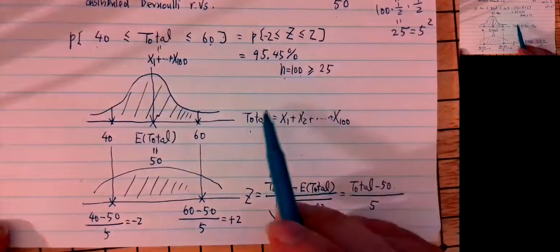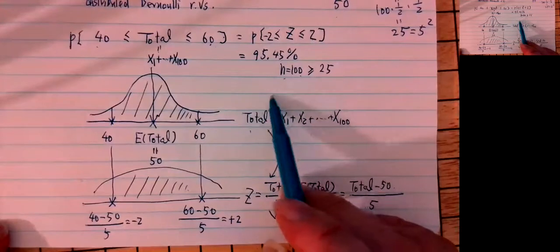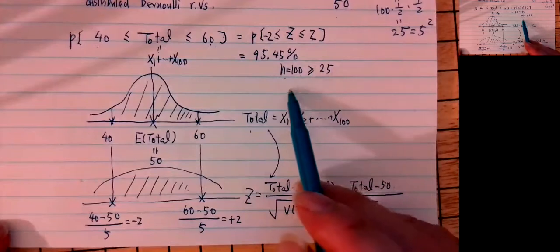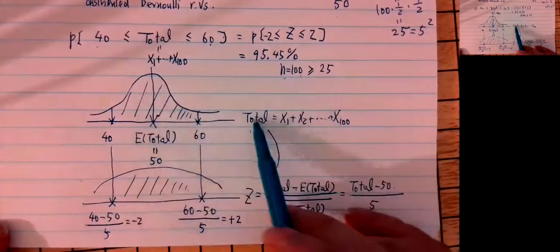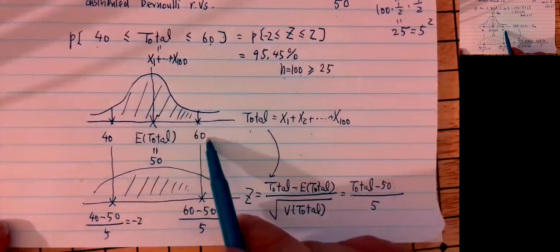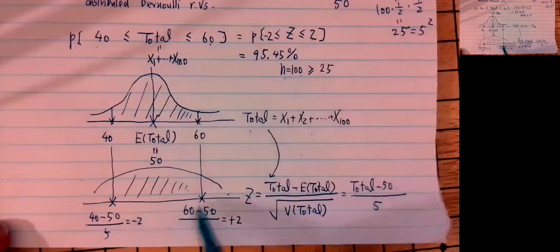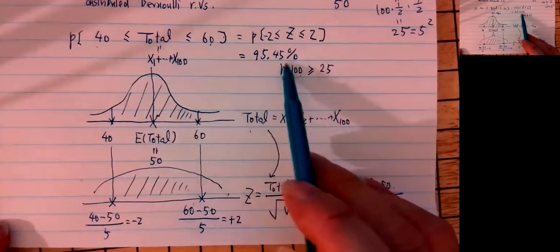This question demonstrates the relationship between Bernoulli and binomial, okay? And the binomial is the sample total. And by the central limit theorem, when the sample size is large enough, the sampling distribution will follow approximately normal. So the sample total is approximately normal, from 40 to 60. And by standardization, we can use the standard normal table to find the probability is about 95.45%, okay?